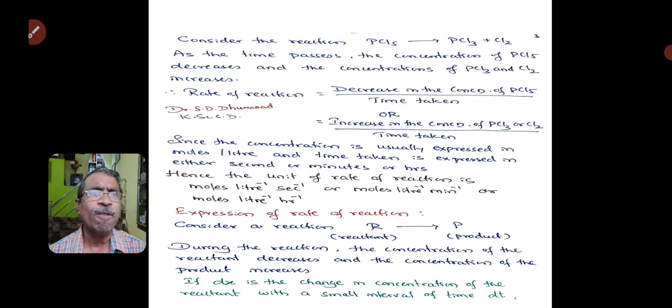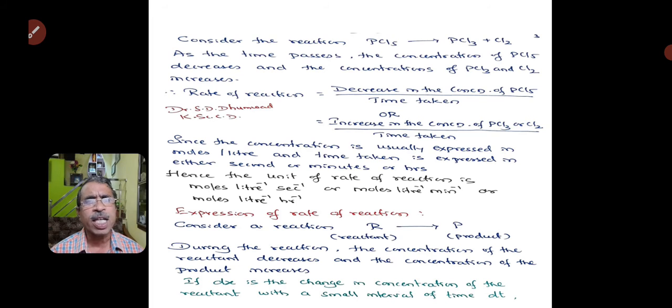Consider the reaction PCl5 turns into PCl3 plus Cl2. As time passes, the concentration of PCl5 decreases and the concentration of PCl3 and Cl2 increases. Therefore, the rate of this reaction we can express in two ways. One is decrease in the concentration of PCl5 divided by the time taken, or increase in the concentration of PCl3 or Cl2 divided by time taken. Since concentration is usually expressed in moles per liter and time is expressed in seconds, minutes or hours, the unit of rate of reaction is moles per liter per second, or moles per liter per minute, or moles per liter per hour.